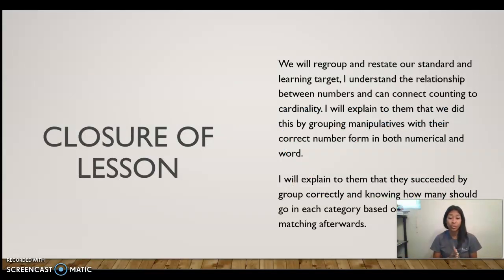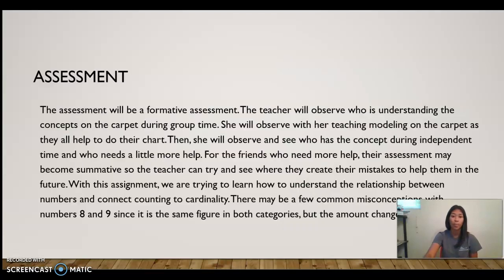So for the closure of the lesson, we will regroup and restate our standard learning target: I understand the relationship between numbers and counting, connecting counting to cardinality. I'll explain to them that we did this by grouping manipulatives with correct numbers, forming both numerical and word sense. I feel like this definitely helps with one-to-one correspondence, because they will understand, okay, the 1 king cobra goes with the number 1 and the 2 mongoose go with the number 2, just to get that number sense idea. I'll explain to them that they succeeded by grouping correctly and knowing how many should go in each category based on the amount and matching afterwards.